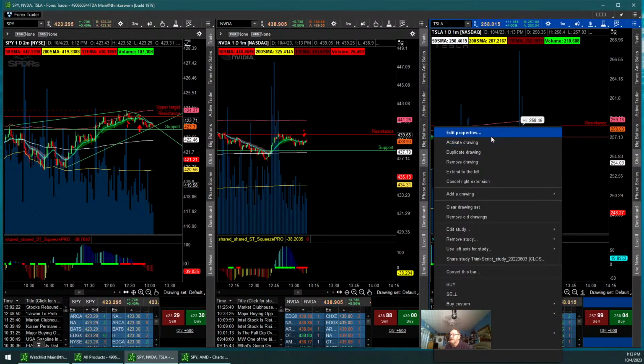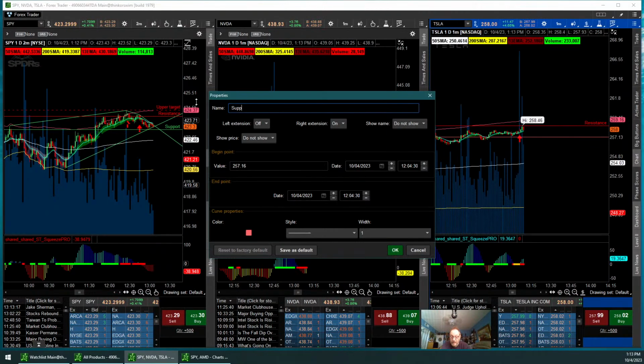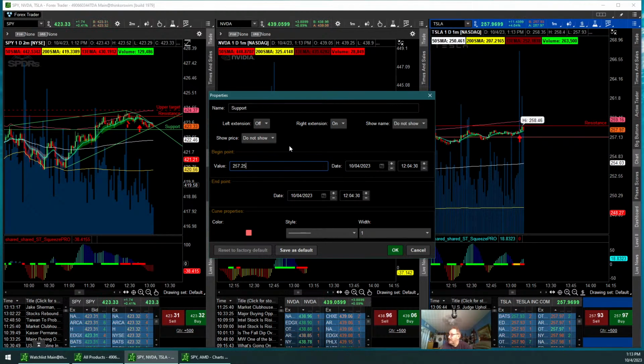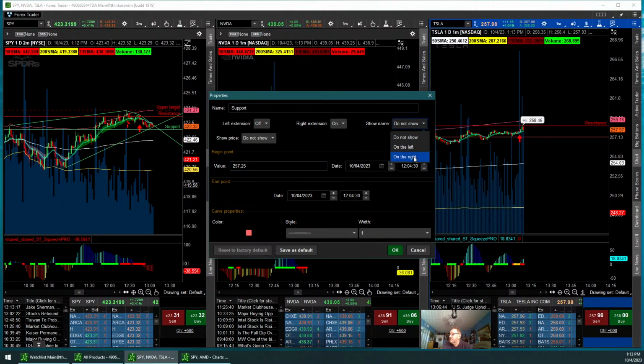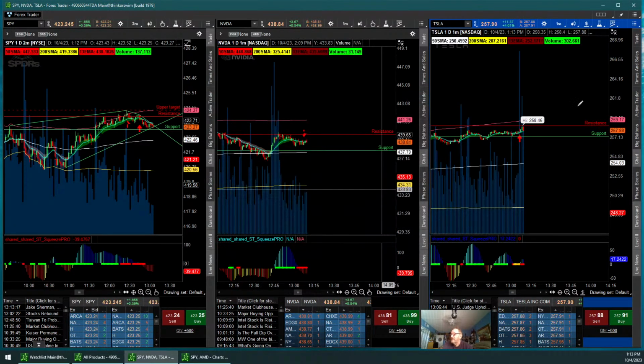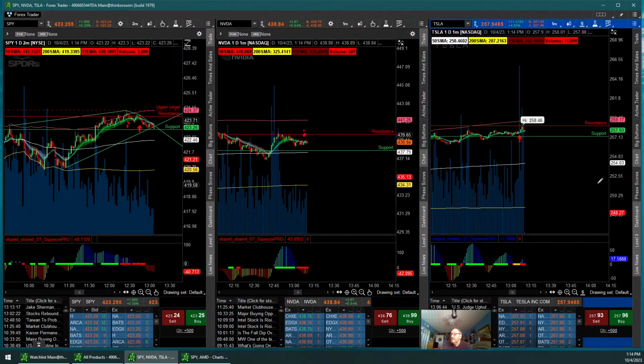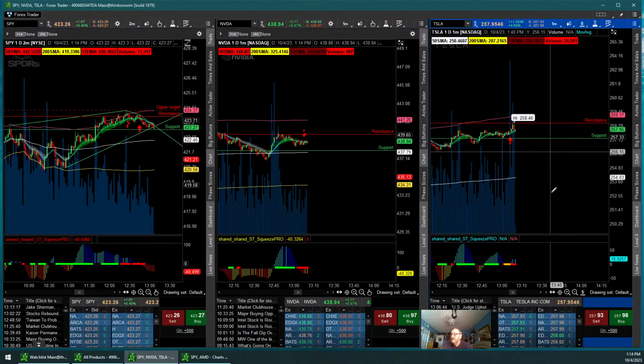Okay, let's edit the property. Let's go support. 257.25. I can't win here today. I'm going to show this on the right. Support is green. It's a solid line. And let's put that in there, and there you go. And there's your support and resistance for the left. And that's it for them. Tesla. That's the them.